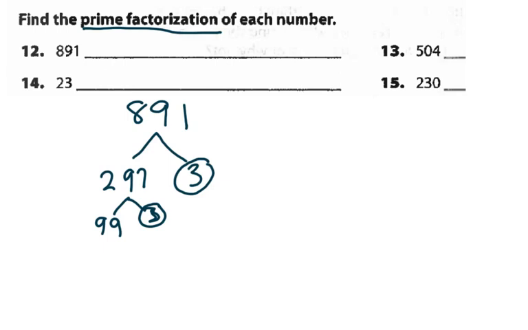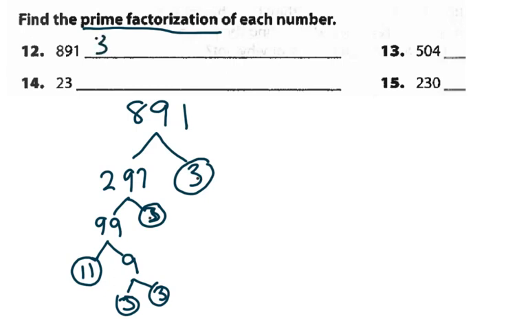Okay, well, 99, you should know that 11 times 9 is 99. 11 is prime. 9 is not. Then I can break 9 down even further to 3 times 3. So then what I'm going to do is count my 3's. I have 1, 2, 3, 4 of them.